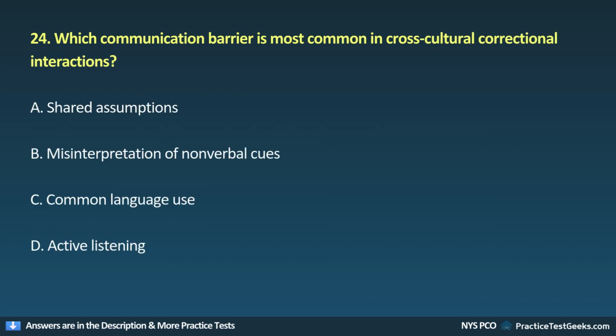24. Which communication barrier is most common in cross-cultural correctional interactions? A. Shared assumptions. B. Misinterpretation of nonverbal cues. C. Common language use. D. Active listening.